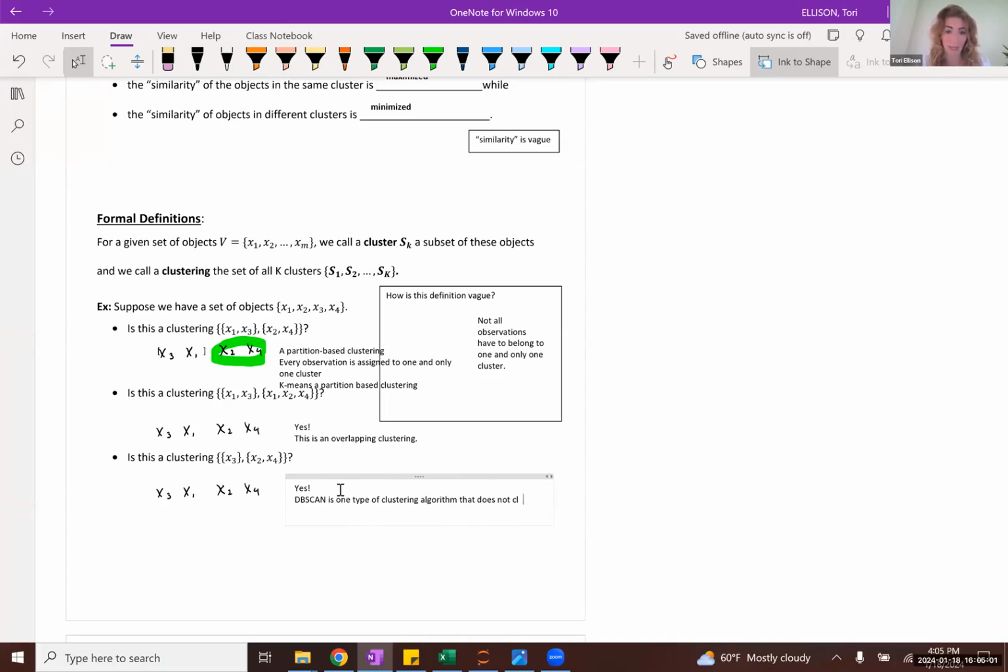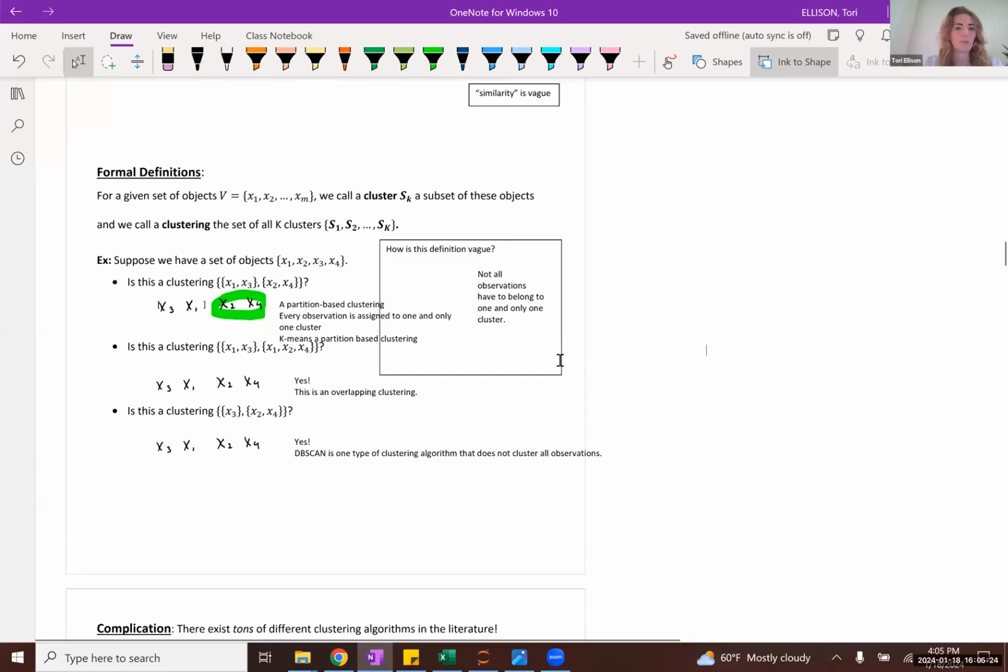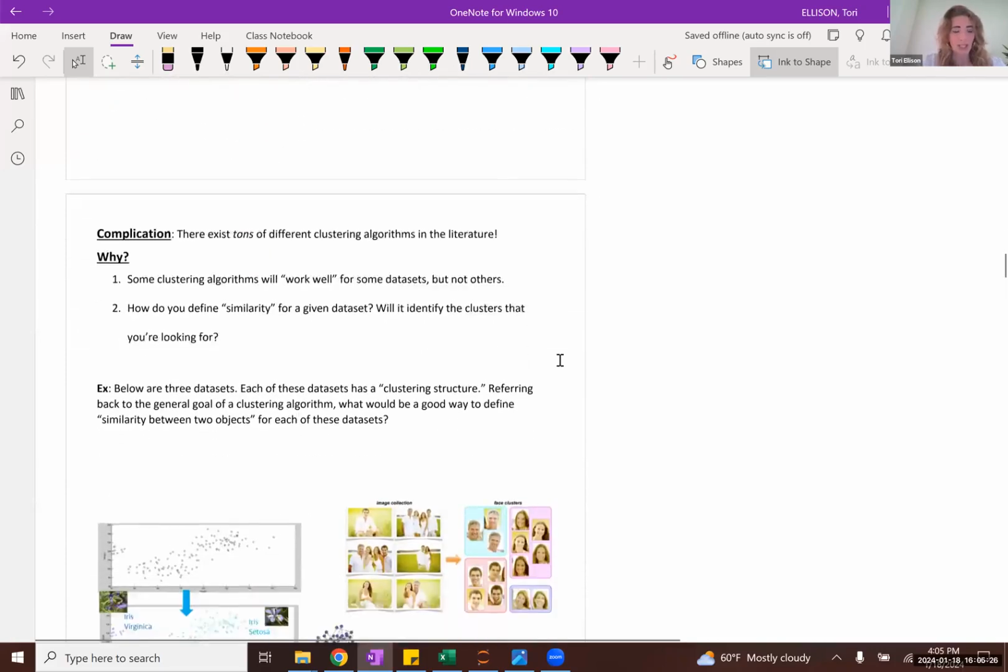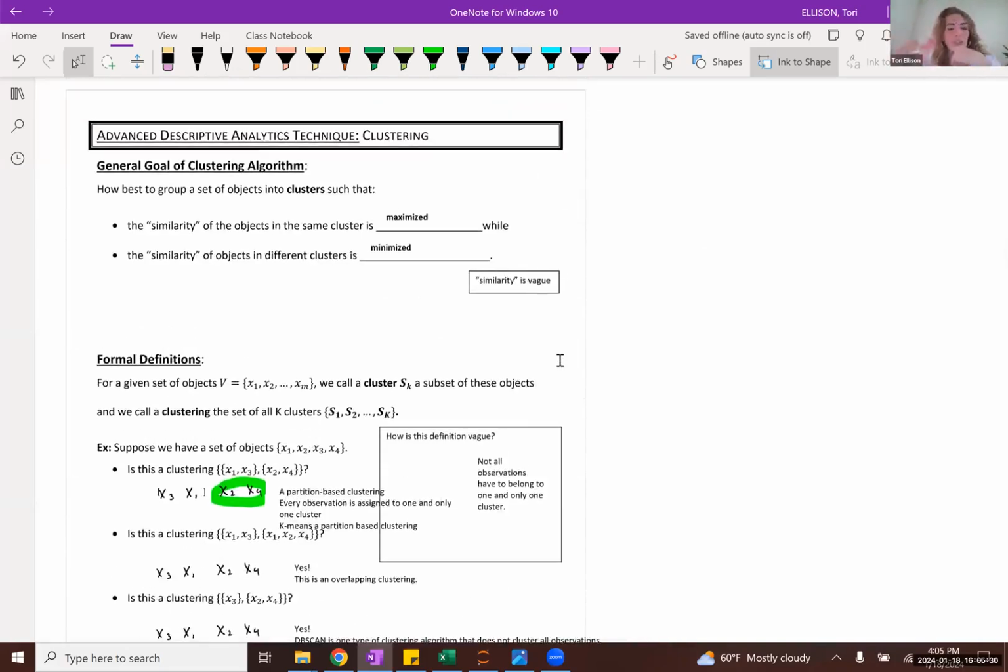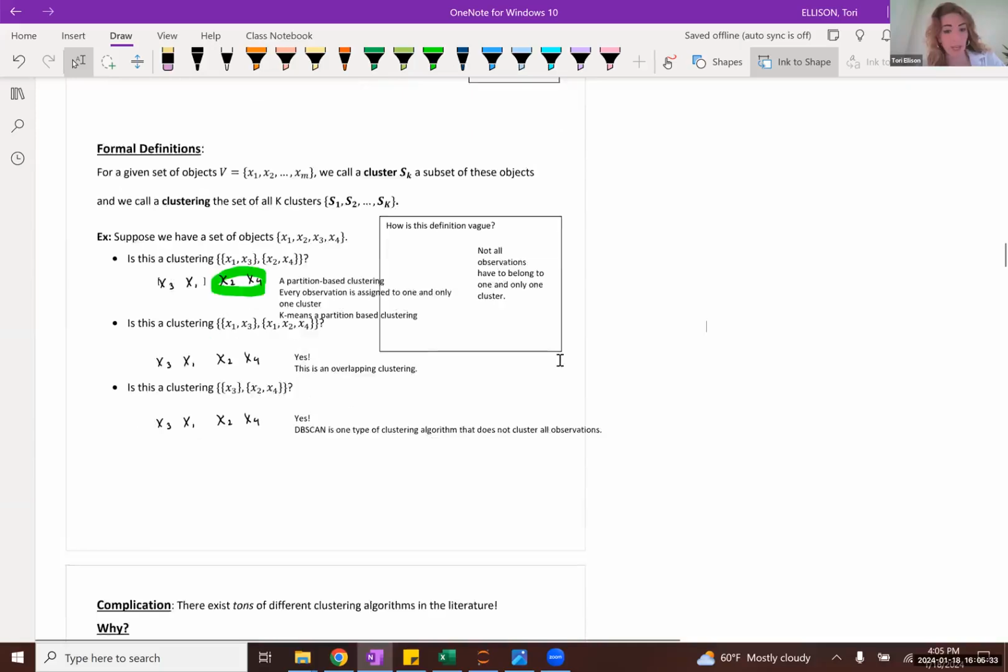That does not cluster all observations. Okay. So we're setting up a very vague or very broad definition of a clustering, and it's simply just a set of subsets or clusters of a given set of observations. Okay. Questions on that? All right.